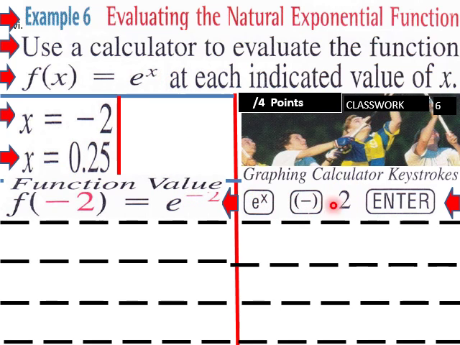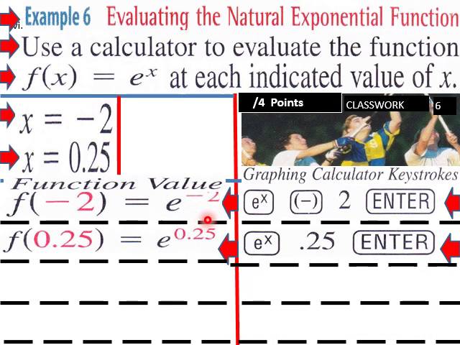And then what you get there, e to the -2, you should get your solution on your calculator. And then here, f of 0.25 would be e to the 0.25. That's really what it would look like. And then your graphing calculator entry would be e to the x, 0.25, and then hit enter, and you'll get your solution there.